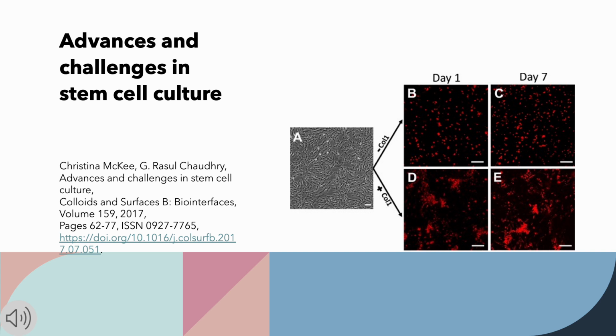On this slide, we have an image from a paper titled Advances and Challenges in Stem Cell Culture. In the figure, we see the human umbilical cord-derived CY3 labeled MSCs grown in 3D self-assembling scaffolds. Figure A shows a light micrograph of 2D cultured MSCs, with figures B through E showing confocal images of red fluorescent labeled self-assembling scaffolds in the absence and presence of collagen type 1. B and D both show the growth after 1 day under each condition, with C and E showing growth after 7 days for each condition.